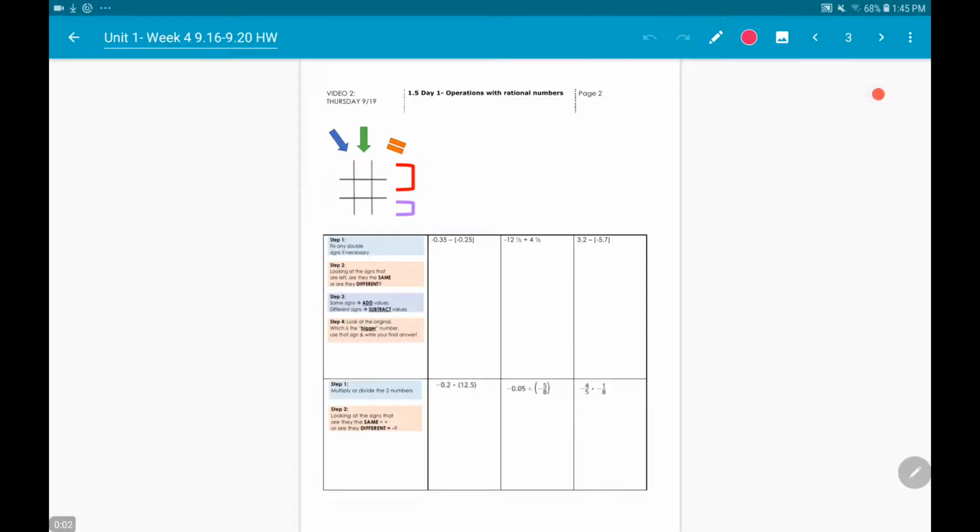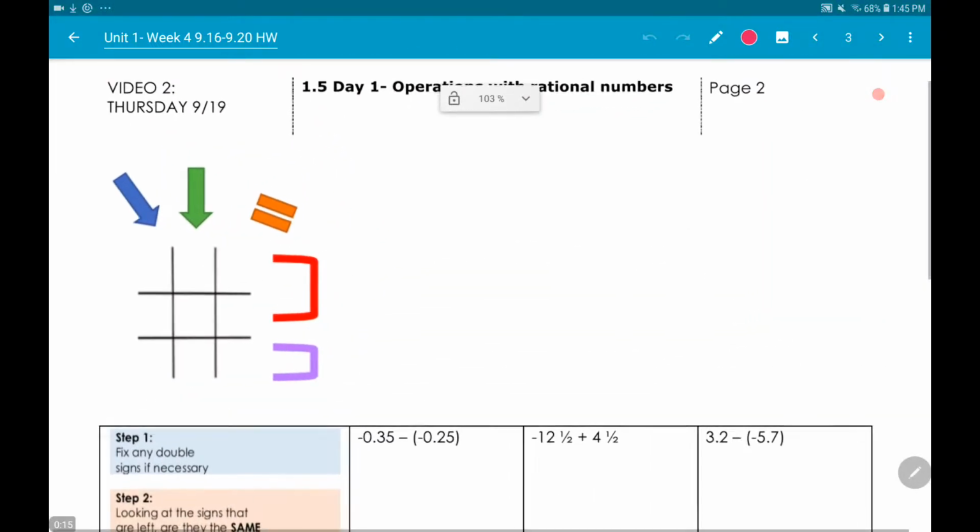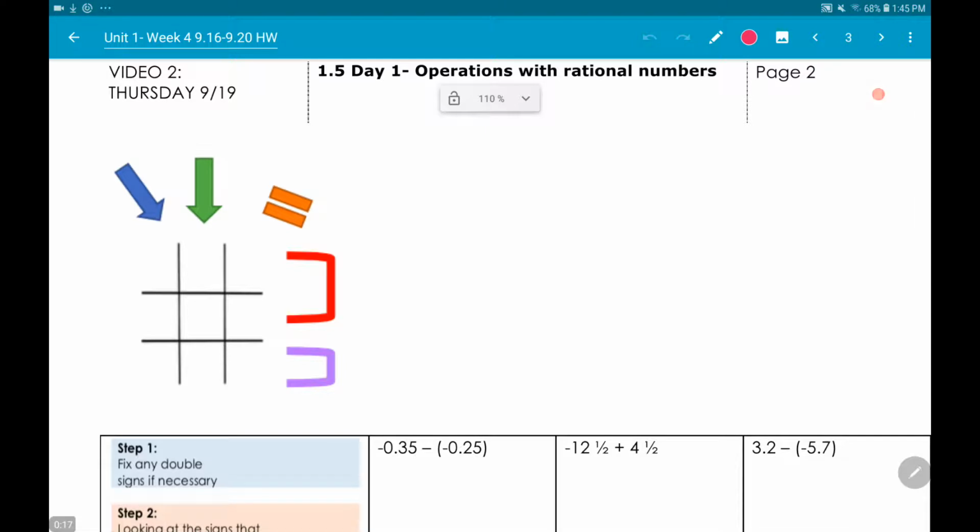Hi guys, so now we are taking what we learned and putting it into rational numbers. While integers are rational numbers, we're going to get more into fractions and decimals. Before we do that, I just want to quickly recap our chart.